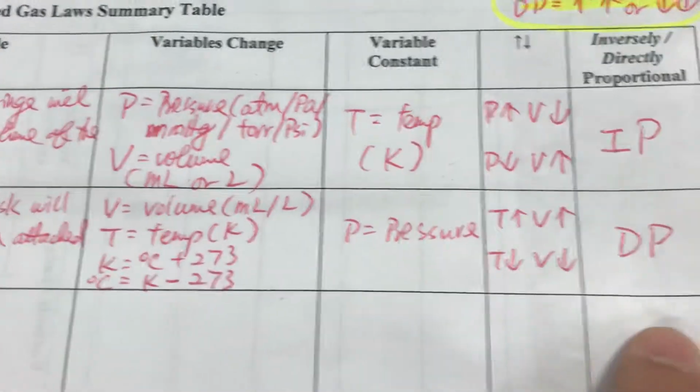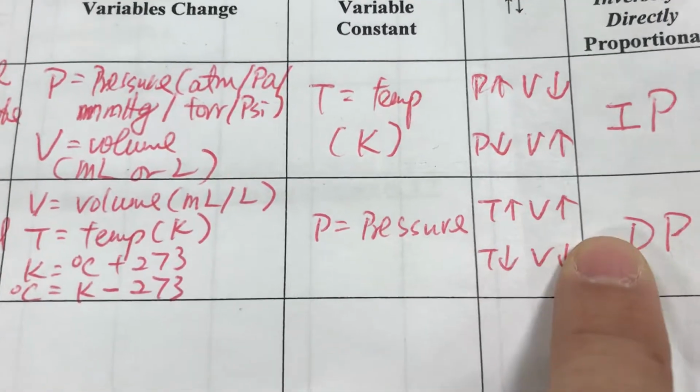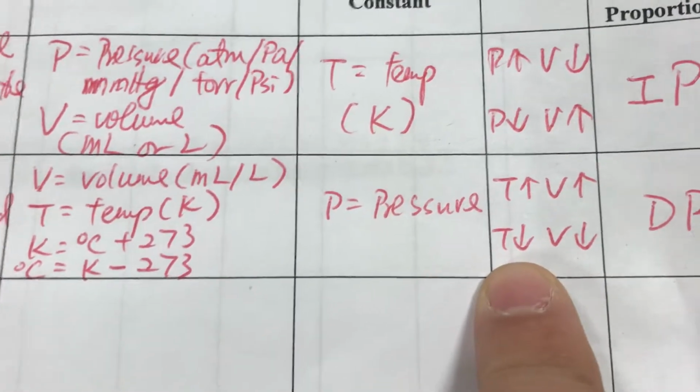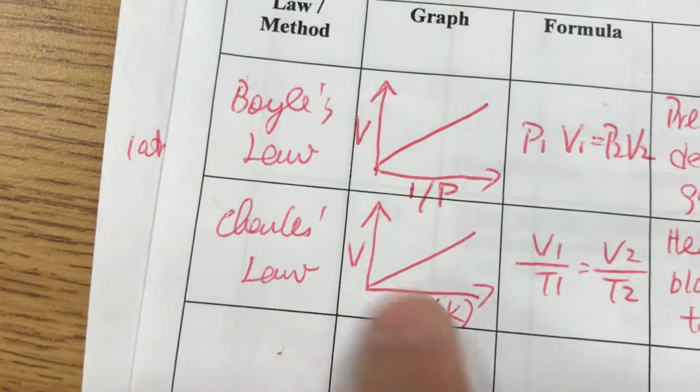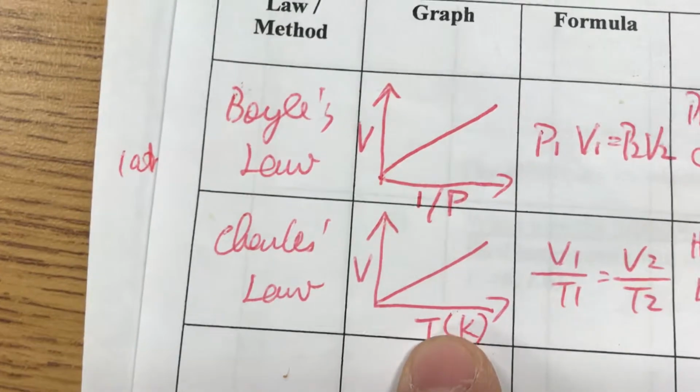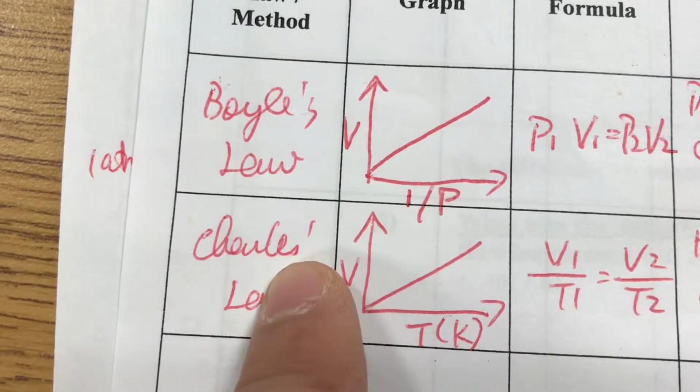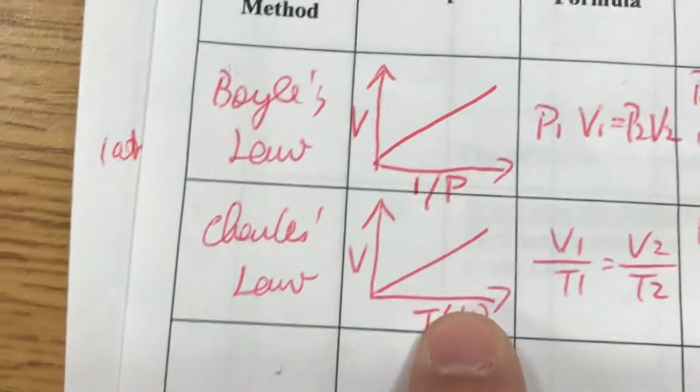So when I increase my temperature, my volume will increase; when my temperature decreases, my volume will decrease. So this is a direct proportion. And because of that, the graph will look like a straight line. I increase my temperature in Kelvin, I increase my volume. So this is a straight line relationship, directly proportional.